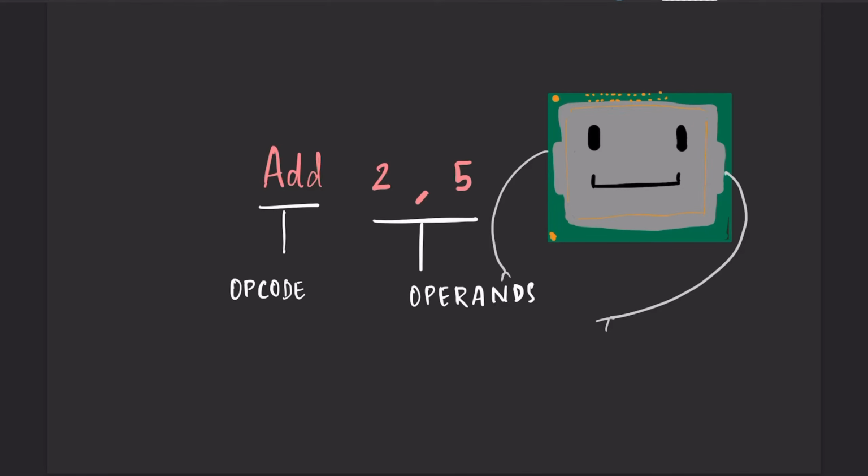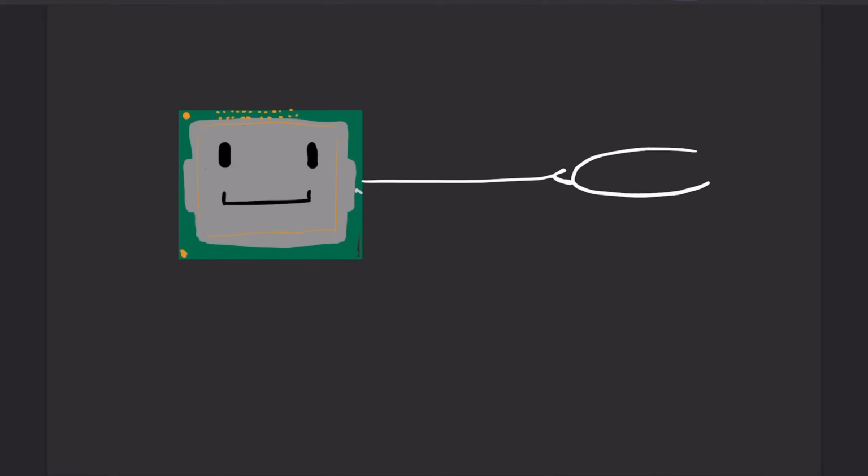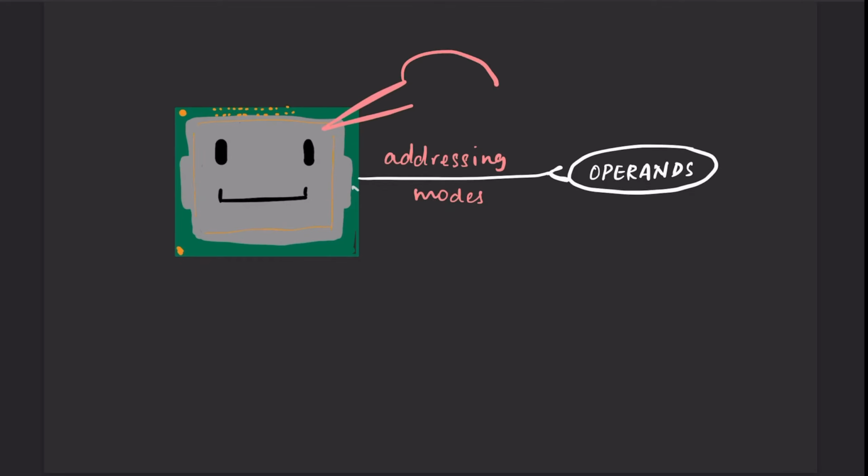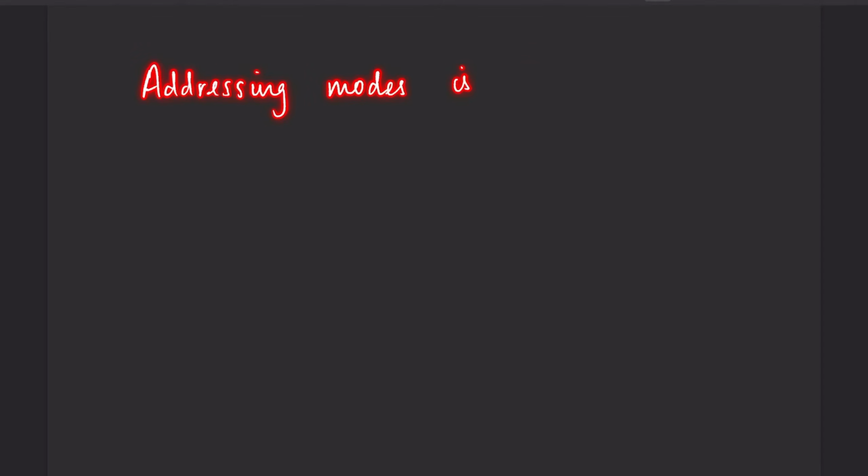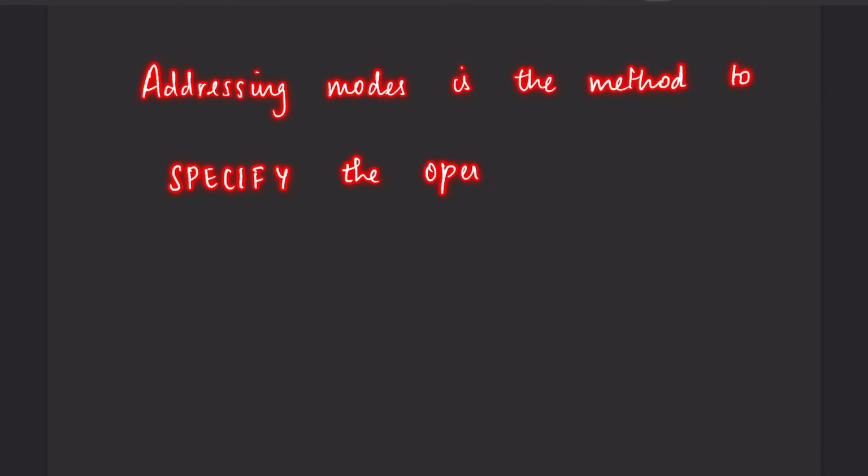So, how will the CPU get the operands to perform the operation? This is where addressing modes come in. The processor needs to be told how to get the operands for an instruction. We use addressing modes to tell the processor how to get operands for an instruction. Addressing modes are the method to specify the operand of an instruction.